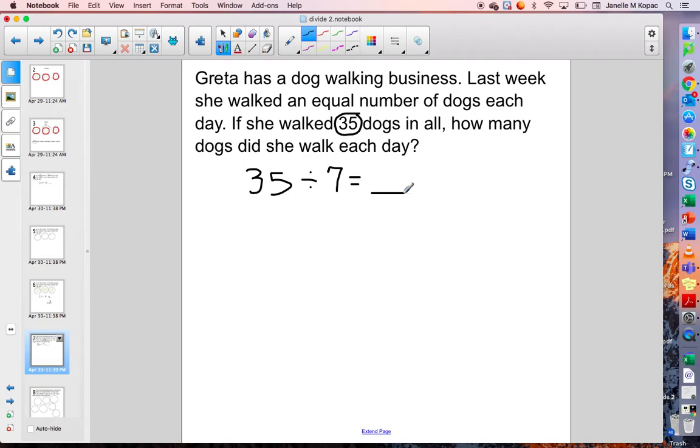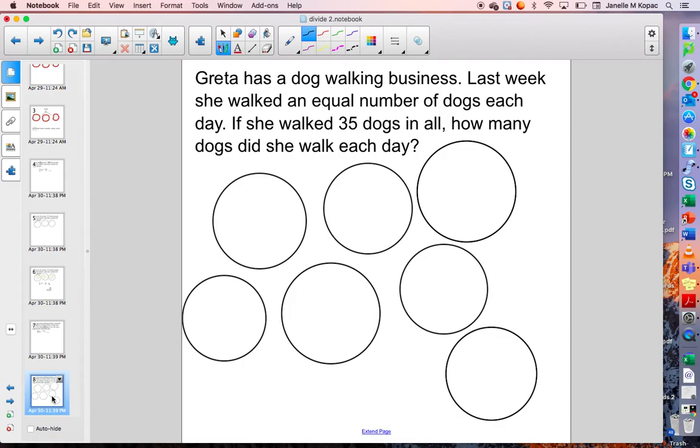So you want to write this down. If you remember the multiplication fact, 7 times something equals 35, then you already know the answer. But if you don't remember that multiplication fact, you're going to make 7 groups, and you're going to split 35 tally marks between those 7 groups. So pause the video and write down your answer.